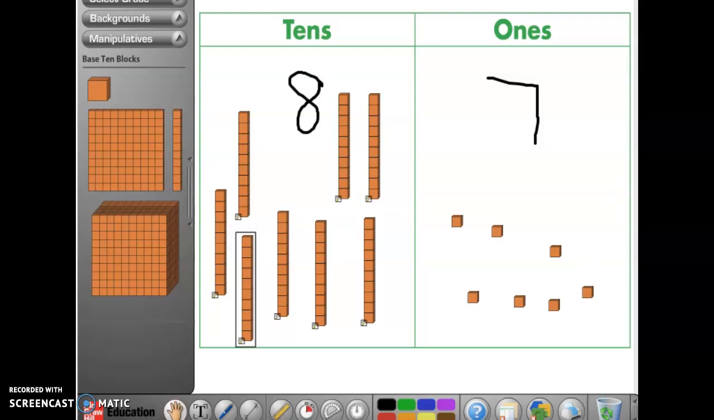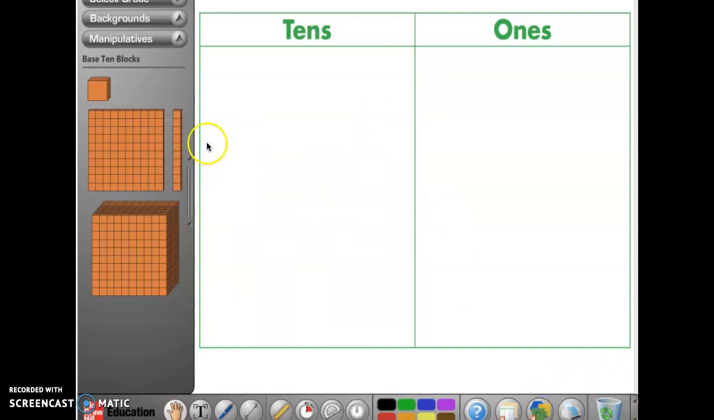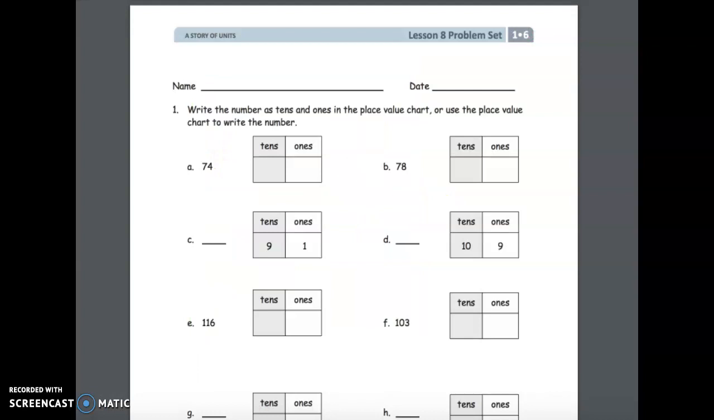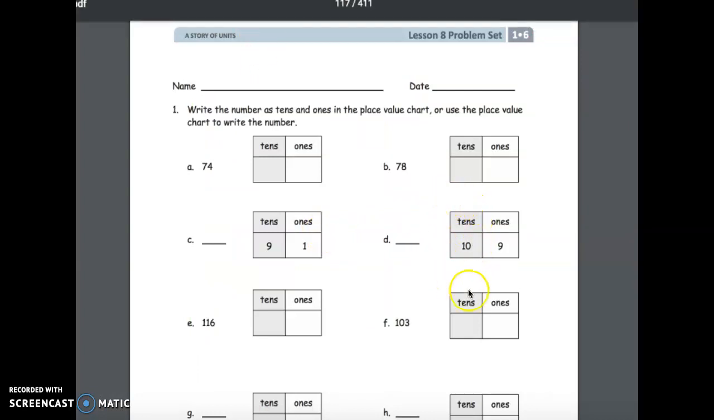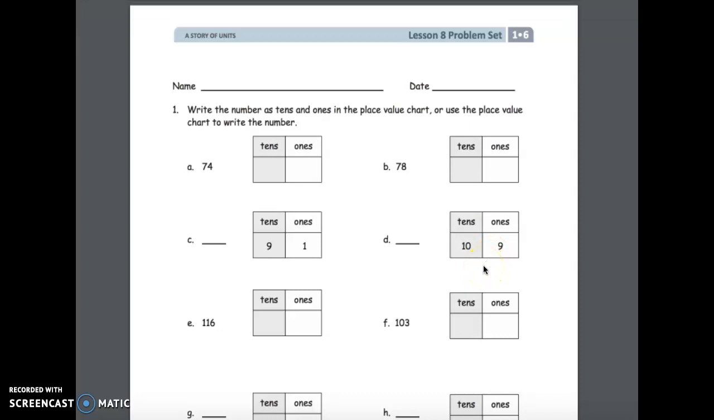One of the reasons why this is important is when you get to a number over 100. As you can see right here, this is asking you to build a number using 10 tens and 9 ones. Of course, we could just squeeze those digits together and we know that the number is 109, but I want to show you how you get there.